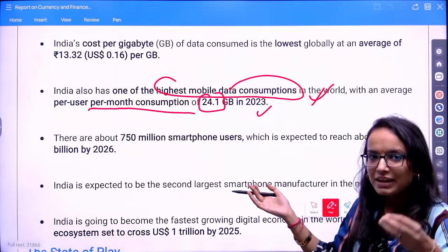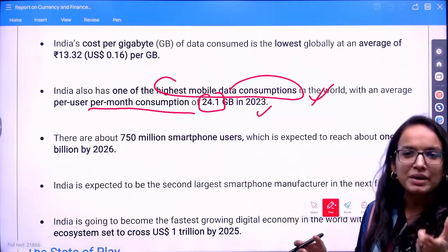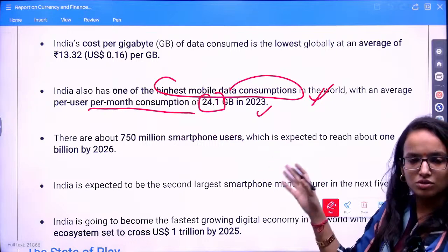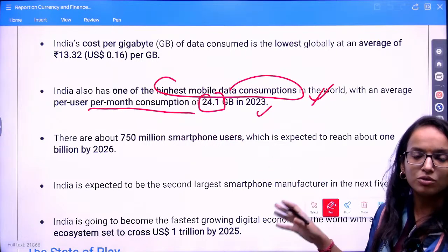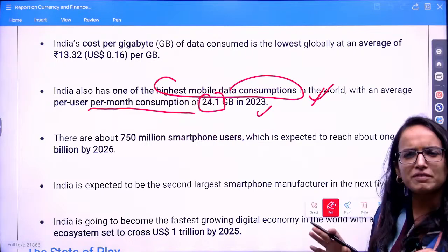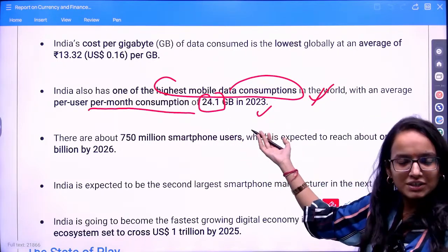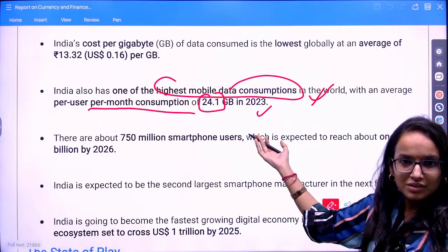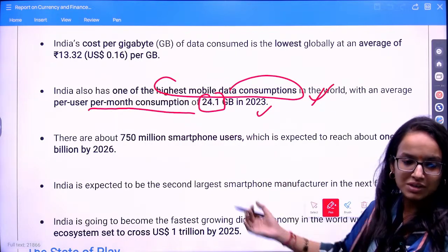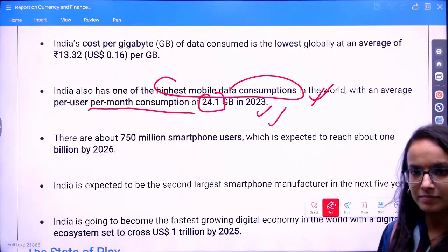This way you can remember these figures. I'm just trying to help you with how you can remember a lot of data, just giving you some hints. It is not that this manner only is best, no, I'm not claiming that. So 24.1 GB in 2023. This way you will be able to retain these figures for a longer period of time.